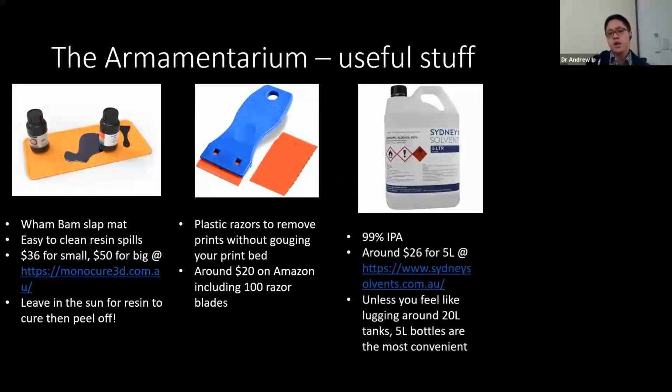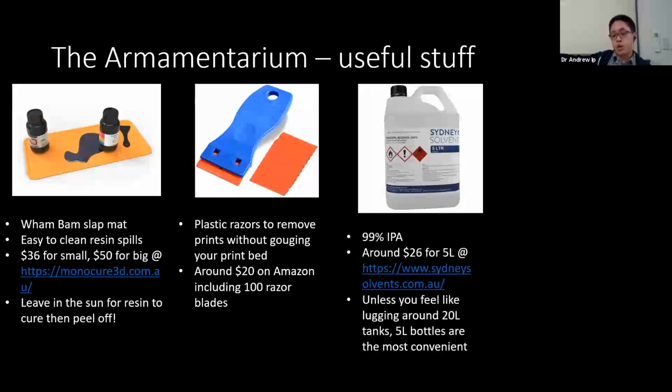Now, IPA. This is really important. I use IPA because it's quite easy to get in Australia at high concentrations. There's a company called Sydney Solvents where you can get IPA at varying volumes. And I would recommend that you wash your resin prints in IPA.